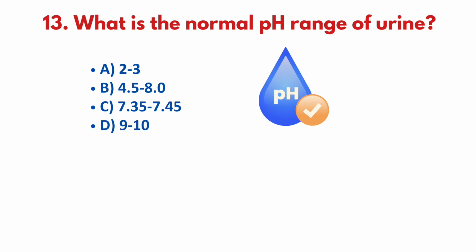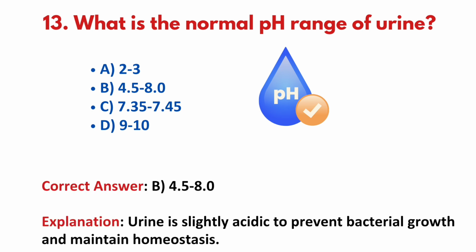Next question. What is the normal pH range of urine? Options: 2 to 3, 4.5 to 8, 7.35 to 7.45 and 9 to 10. And the correct answer is option B, 4.5 to 8, because urine is slightly acidic to prevent the bacterial growth and maintain the homeostasis. So the correct answer is option B, urine is acidic.